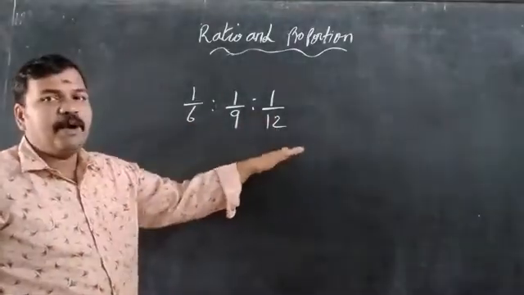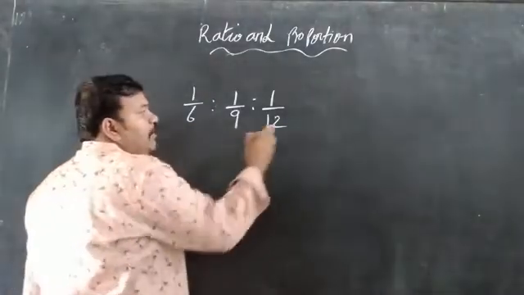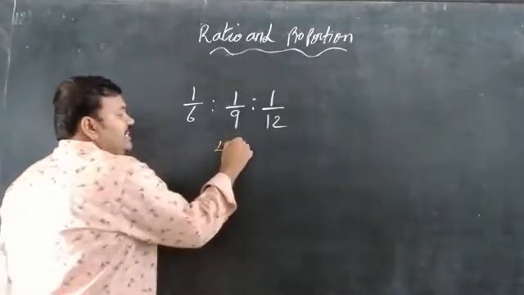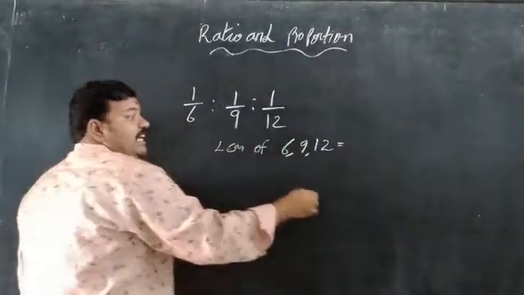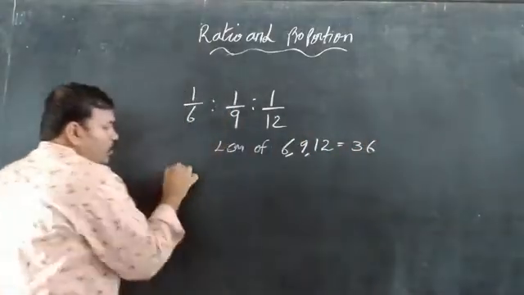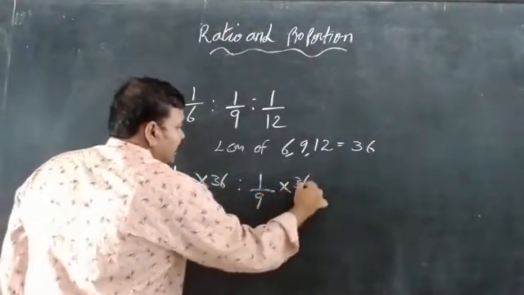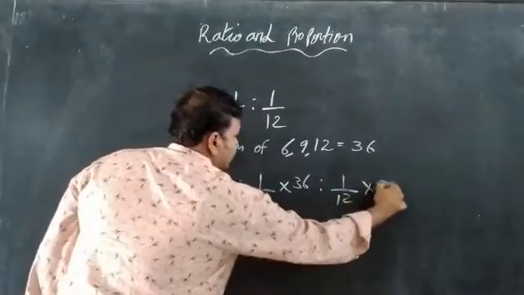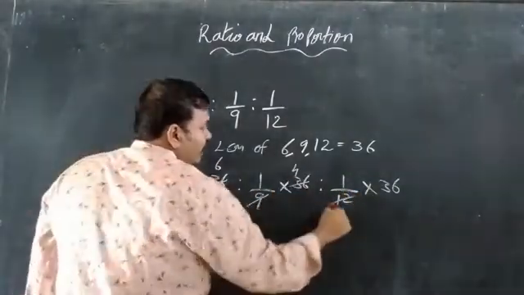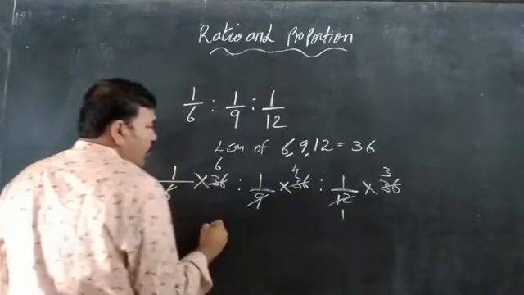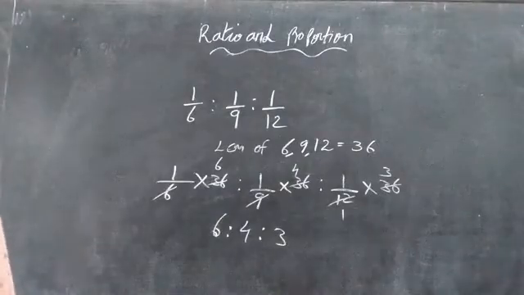The ratio is given in the form of fractions. We have to change it into number form by taking the LCM of these numbers and multiplying with the LCM. The LCM of 6, 9, 12 is 36. So 1 by 6 into 36 is to 1 by 9 into 36 is to 1 by 12 into 36. Cancelling using the 6 table, 6 sixes are 36; 9 fours are 36; 12 threes are 36. So the answer is 6 is to 4 is to 3.